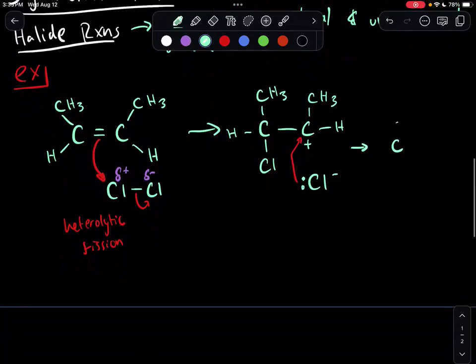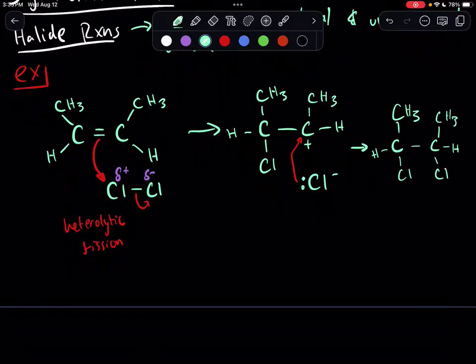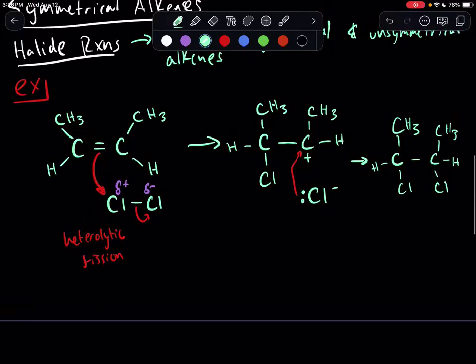C bonded to CH3, HCl, CH3, HCl. And so we can see that this happens in multiple steps. We have an intermediate with a carbocation that is relatively stable. It's only a secondary carbocation here because we only have two carbons bonded around that. So it's not as stable as our tertiary, but it is far more stable than our primary.